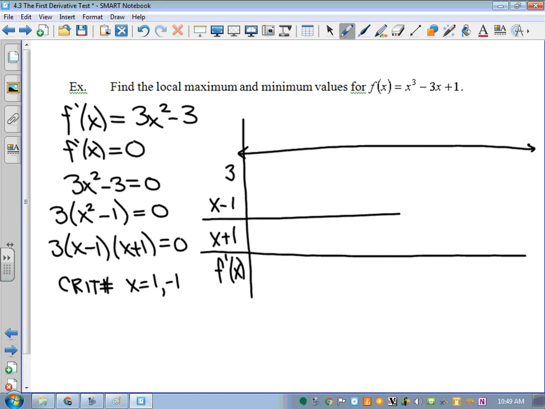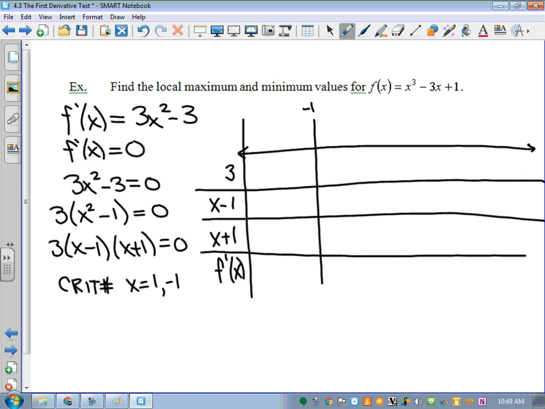The way that we break that number line apart is with our critical numbers. One of my critical numbers is at negative 1. The other critical number is at positive 1. I really do recommend writing the intervals in. This interval is from negative infinity to negative 1, from negative 1 to positive 1, and from 1 to positive infinity. And really all that's left is to determine the signs on these factors.